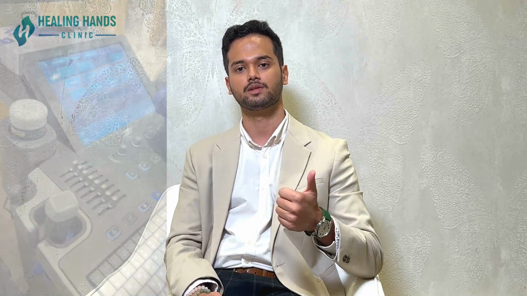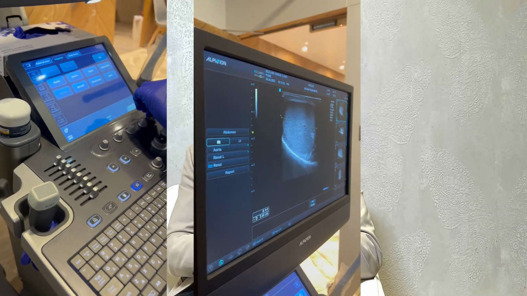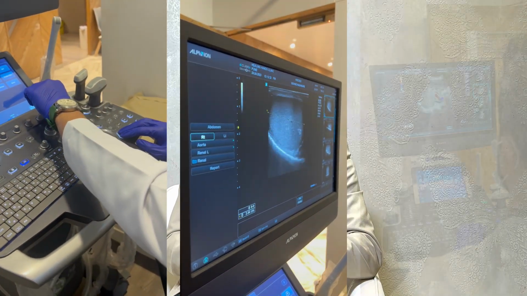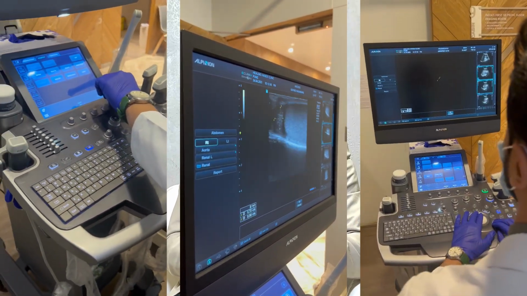So the first one would be the B-mode ultrasound, which is for the routine ultrasound examinations. The second would be a Doppler imaging, and the third would be something called as an echodefecography, in which we discern the type of the rectocele present in the patient, whether it is an anterior or a posterior rectocele.